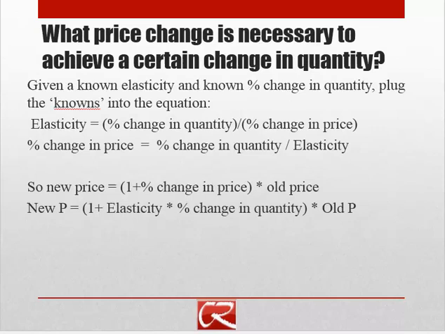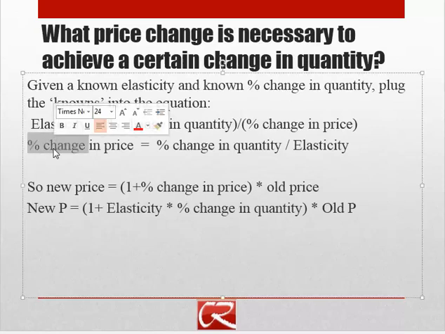Another type of problem that we can consider is, if I want to achieve a certain change in quantity, what price change do I need? And you can see that this is essentially the reverse of the previous problem. So here we're starting with a known elasticity and a known or desired percentage change in quantity, and we're going to go ahead and plug our knowns into the equation and solve for the unknown, so that we see that percentage change in price equals percentage change in quantity divided by elasticity.